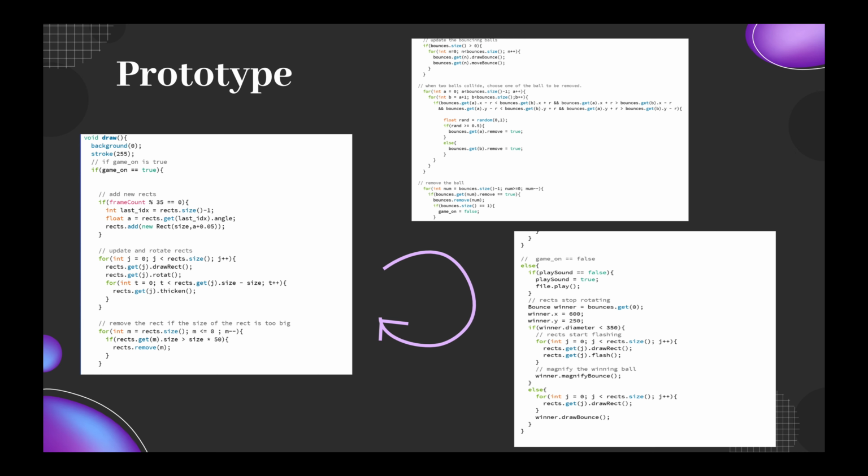And the second one is to control the bounced ball. I wrote the function to update the bounced ball by the key pressed, and when the 2 balls collide, choose one ball to remove, and the final function is to remove the ball. You can see the comment here. And the last picture is the final result. When the game is over, I will play the sound, stop the rotating square, make it flash, and magnify the winning ball.